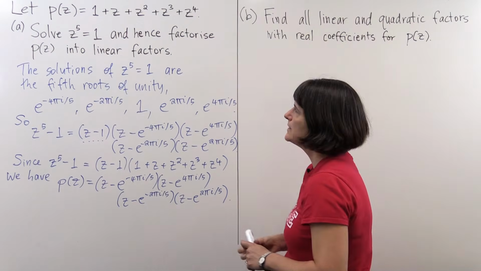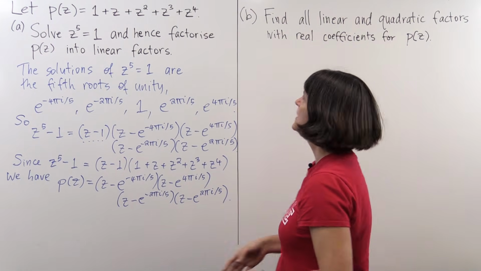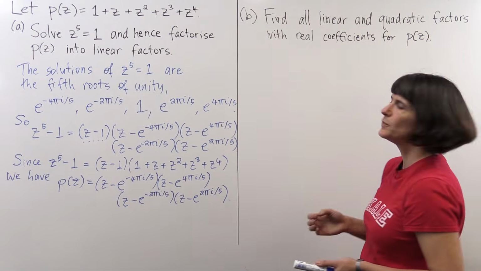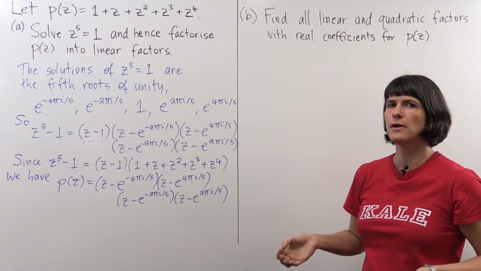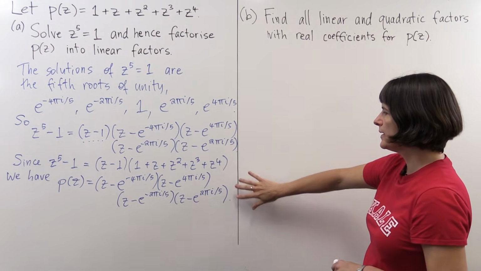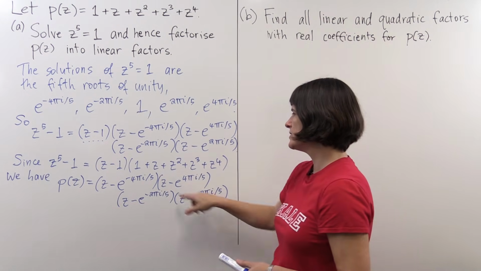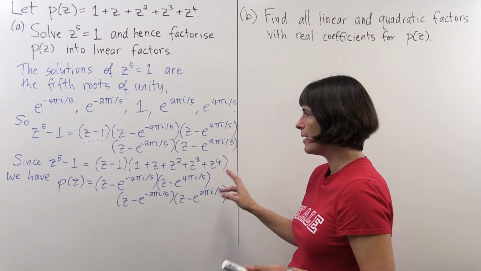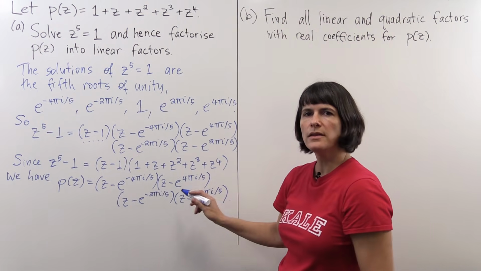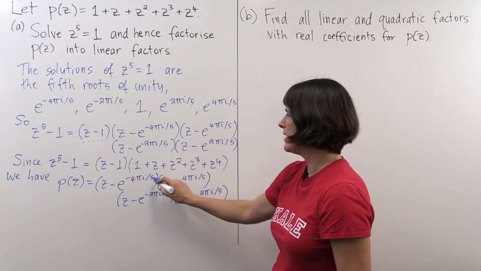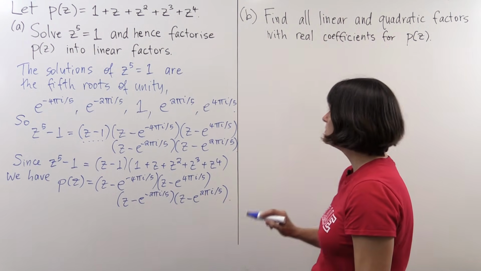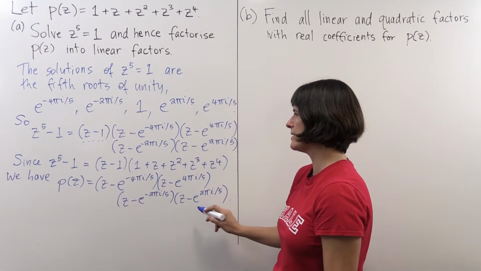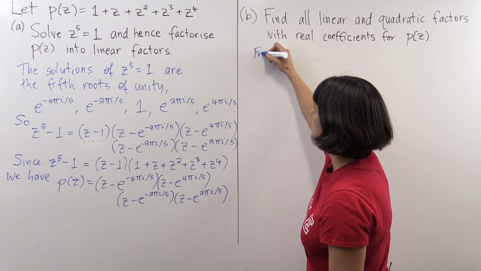Okay, so we factored p into linear factors over the complex numbers, and now we move on to part B of the question. Find all linear and quadratic factors of p with real coefficients. We want to factor p over the reals. Okay, clearly we haven't done that yet. These coefficients that you would get, well, you can see a lot of complex numbers here that are not real. However, we've grouped them so that the roots, which are complex conjugates of each other, are together. So all we need to do to solve part B is to multiply these first two factors together and multiply the second two factors together. So let's see how that goes.